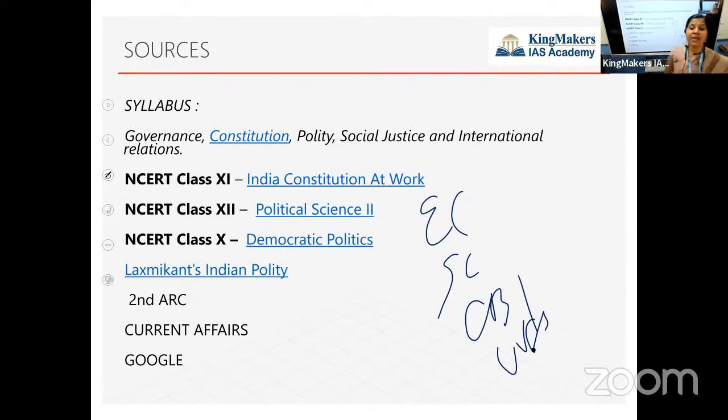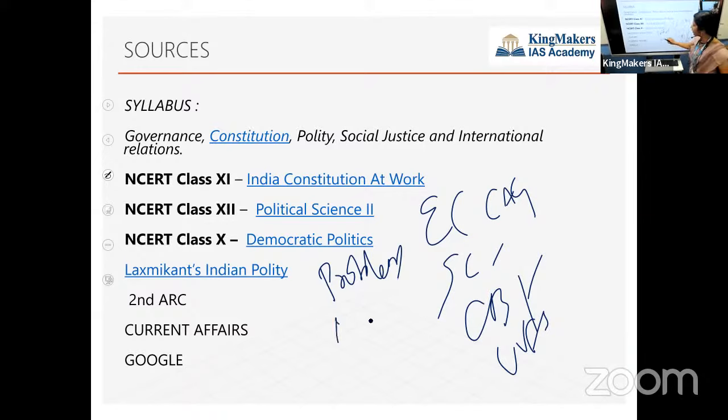Okay, there is something very important, which is the independence of these institutions. Consider CAG, Supreme Court, CBI. There is something called independence. What is the problem? What is the problem for CBI? What is the problem for the Supreme Court? What is the problem for CVC? Does your Lakshmikant tell you? No. What is the solution?